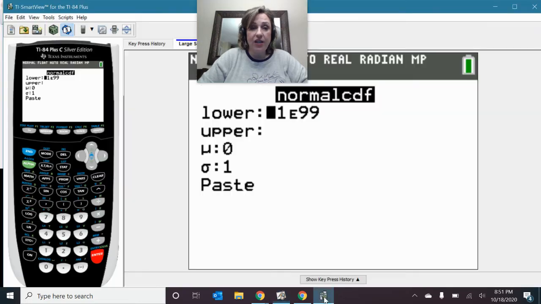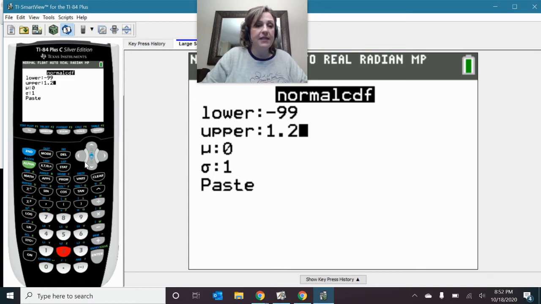So the way that would look in our calculator is here for this lower bound, I want lower infinity. It always goes from least to greatest. So I want negative 99 there. And then I'm going to put in my upper bound, it's going to stop at that z-score of 1.2. I'm always going to leave these as 0 and 1. And so then I'm going to hit enter.